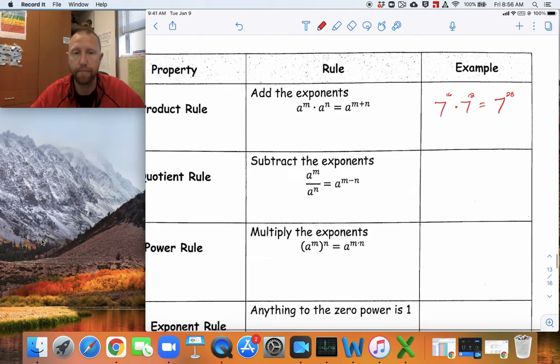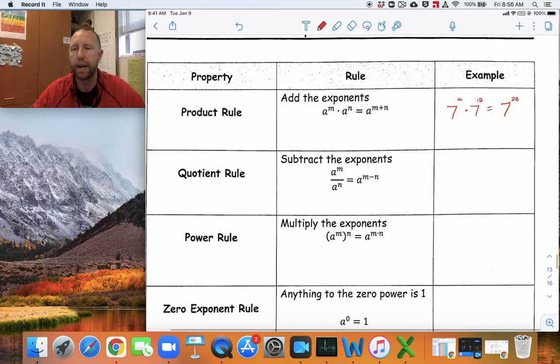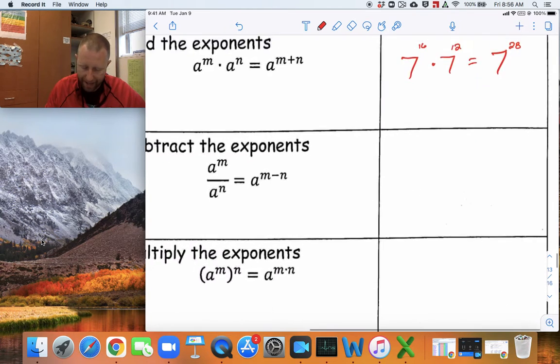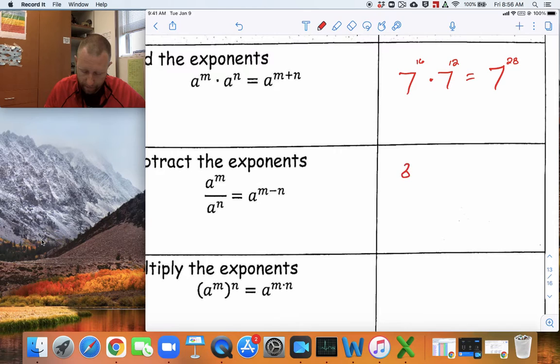Simple example, right? For the quotient rule, we know that when I'm dividing two numbers that have the same base, I can just subtract their exponents, which is what it's saying there in letters. Let's do this in numbers. Let's make things a little bit easier here. Let's use 8s. So if I have 8 to the power of 32, who wants to write that out? And I'm dividing it by 8 to the power of 7.